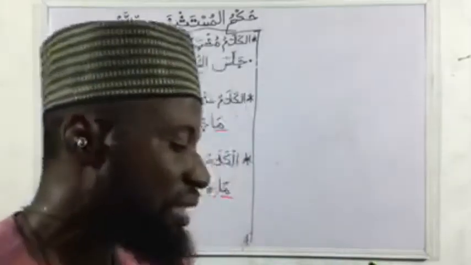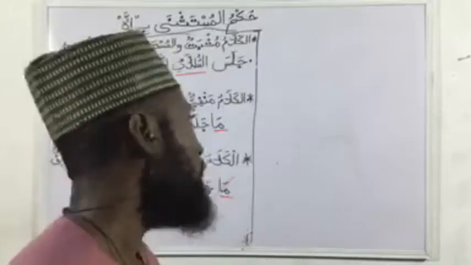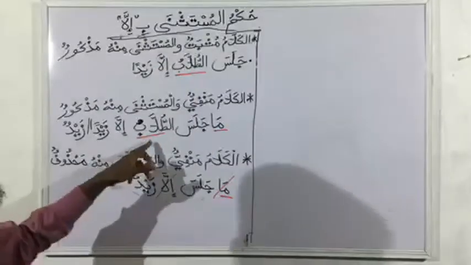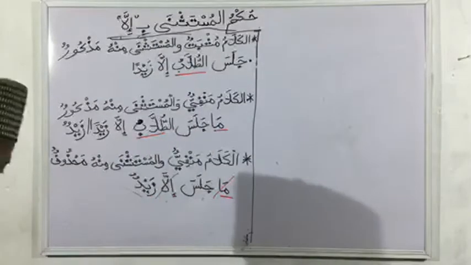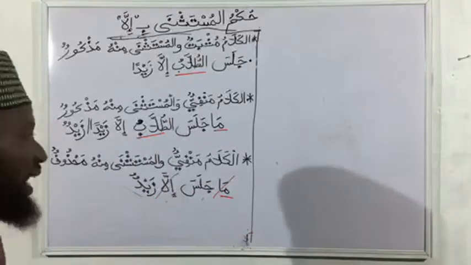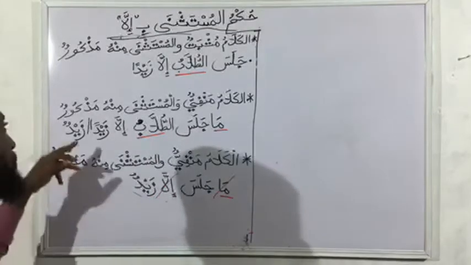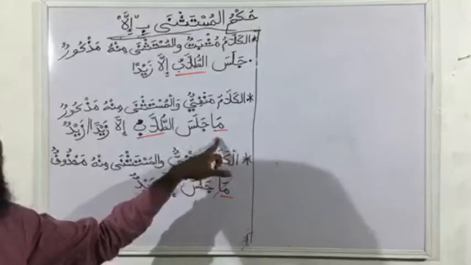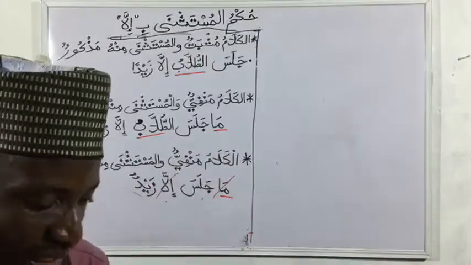So if the mustasna minhu is mentioned, and the kalam is negated, that is what? Jaza. If your mustasna minhu is what? Madhkur, is mentioned. So let's continue. And your kalam is what? Is manfiyu. That means it's negated. So that is that. Jaza.